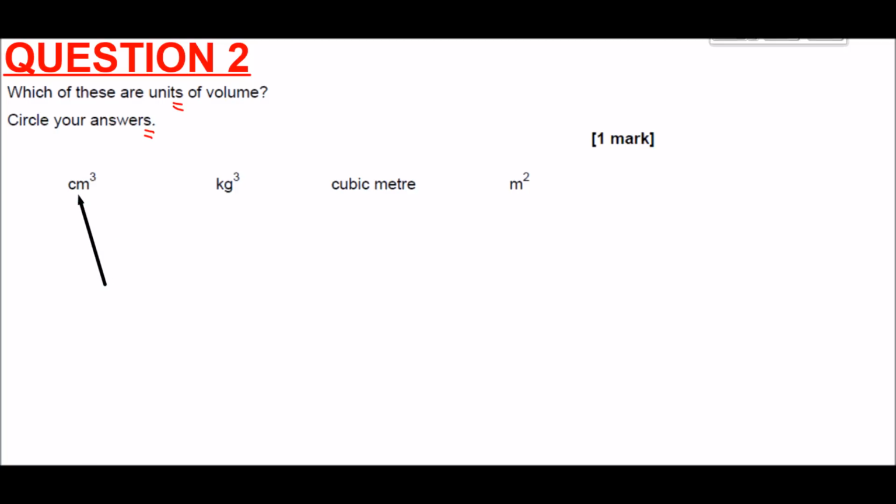We've got centimetres cubed. Centimetres cubed is a unit of volume. Kilograms cubed, I'll be honest with you, I have no idea what that would be. It would have no meaning as far as I could see, because kilograms cubed would be something, for example, if you took your mass, your weight in kilograms, multiplied it by your neighbour's, and then multiplied that by your mum's. It'd just be a meaningless number. It would really make no sense whatsoever.